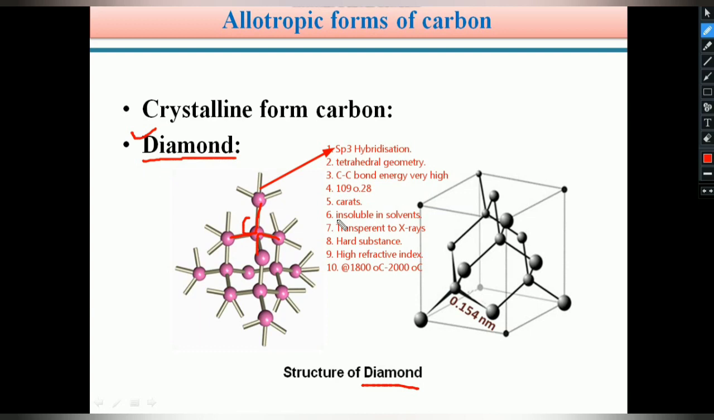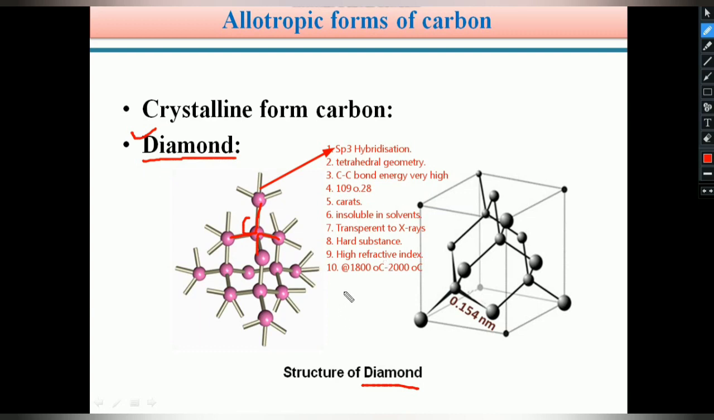It is insoluble in any solvents. You can take a strong acid or strong base, concentrated or dilute, or any type of polar solvent, non-polar solvent, organic solvent, any type of solvent you can take. Generally, diamond is insoluble in any solvent. Similarly, it is very transparent to X-rays. It is a very hard substance with a high refractive index. Due to this high refractive index, diamond is used in ornaments, and it is a very costly material.